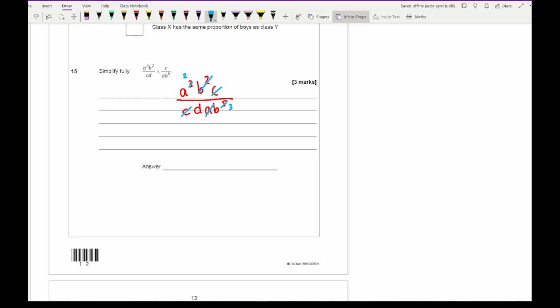So I've got a squared over d b to the power of 3, so b cubed and d. Or if you wrote it as a squared over d b cubed, that's absolutely fine. It's just they prefer you to write your multiplication of letters in alphabetical order.